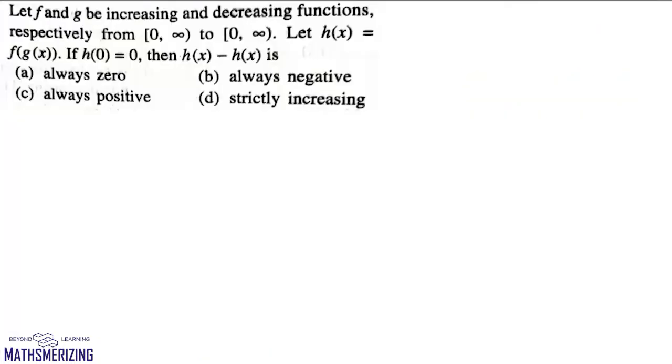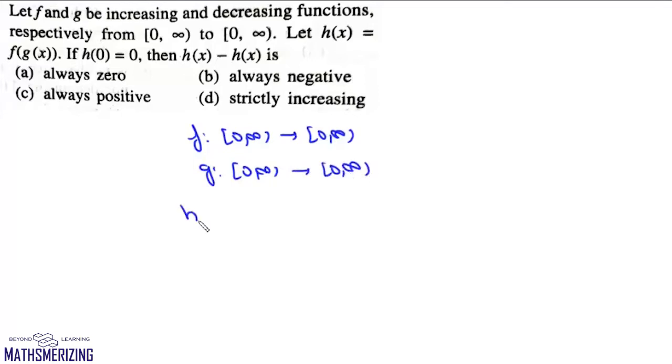Now here the question is, let f and g be increasing and decreasing function respectively from 0 to infinite to 0 to infinite. So f is defined from 0 to infinite to 0 to infinite, and g is also defined from 0 to infinite to 0 to infinite. Now it says hx is f of gx. Then hx is, so it should be this nature of hx.